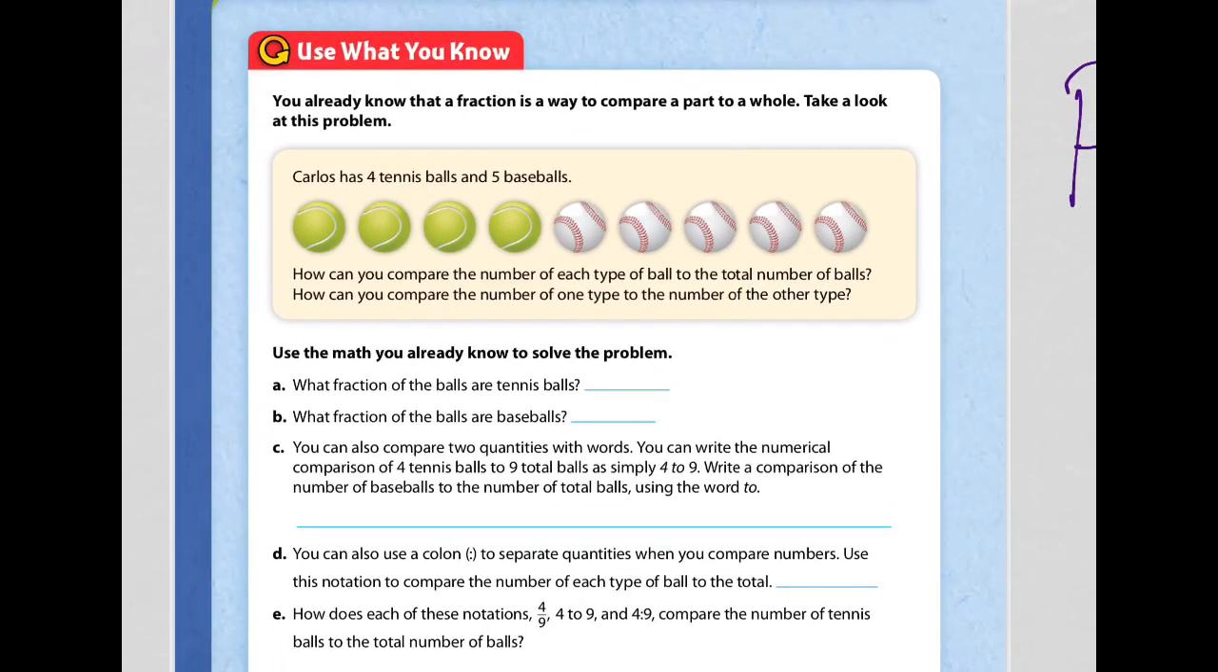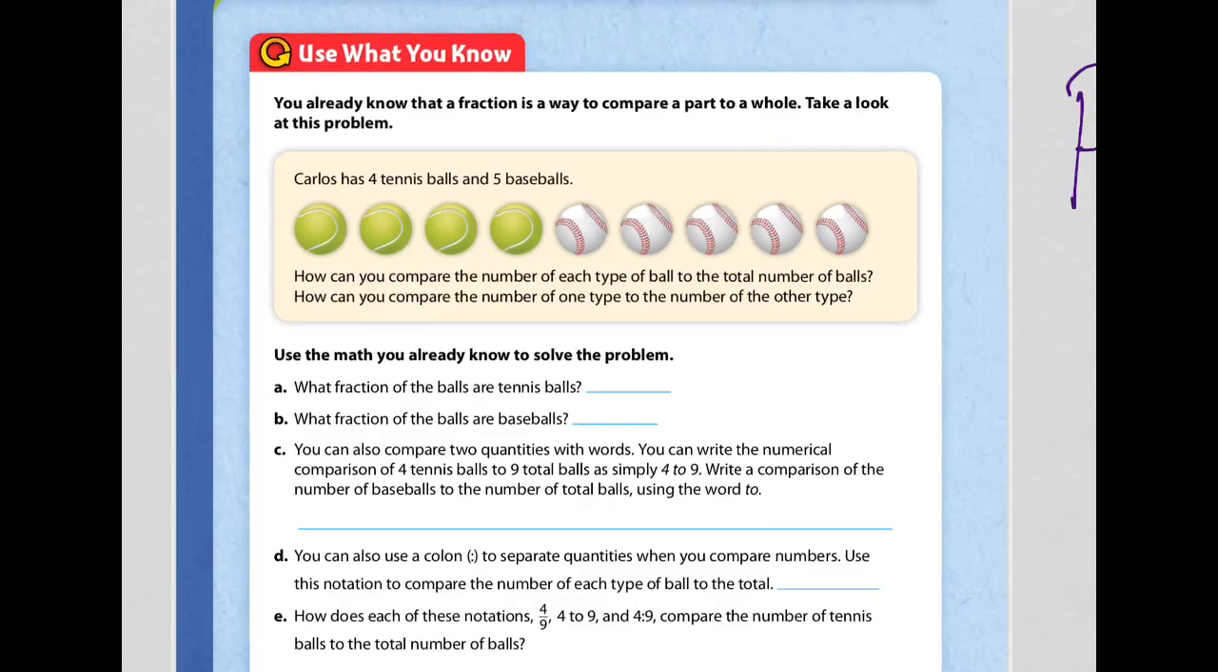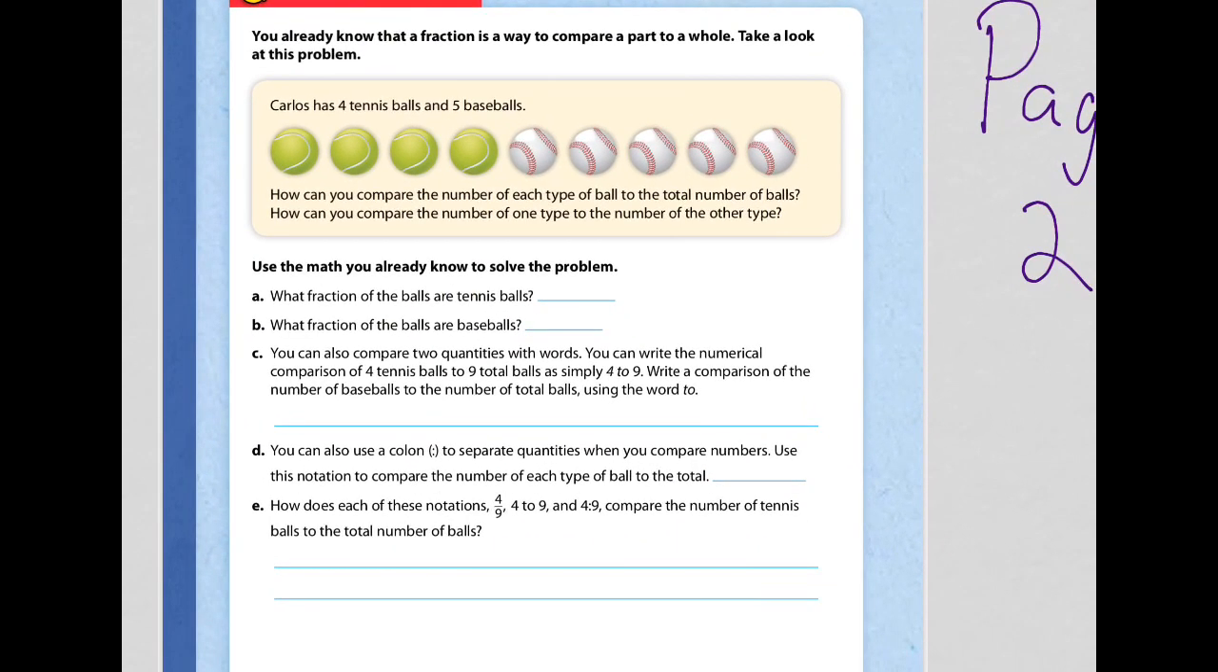Carlos has 4 tennis balls and 5 baseballs. And it says, how can you compare the number of each type of ball to the total number of balls? And how can you compare the number of one type to the number of the other type? So there are 2 questions we're going to explore here. So here is your first job. You see problems A through E here. Your first job is going to be to pause the video and write your answer to A through E.